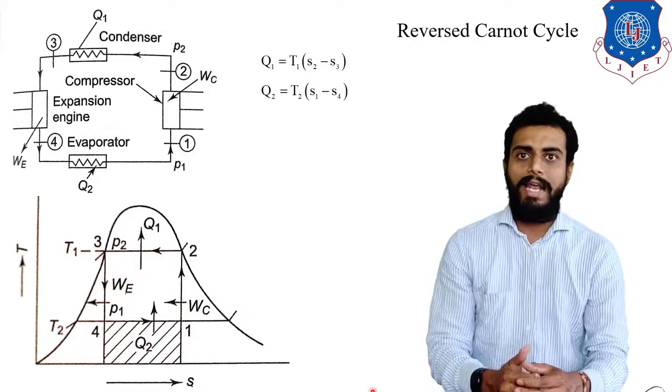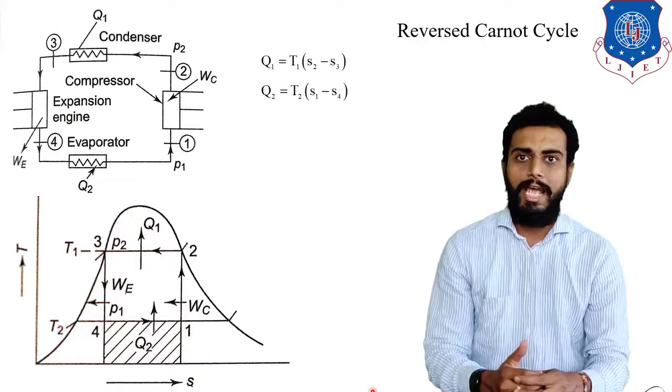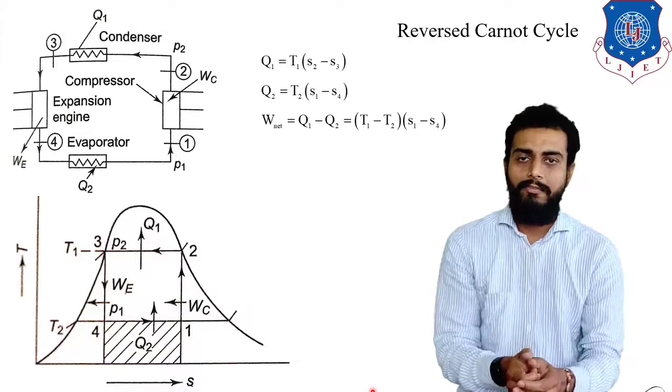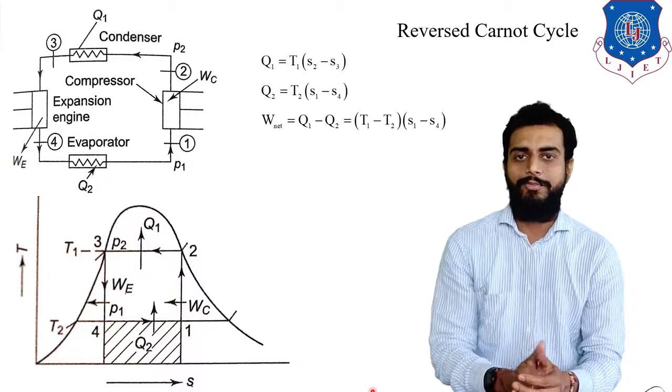How can we write that? Because you can appreciate that entropy S2 and S1 will be the same, and entropy S3 and S4 will be the same.